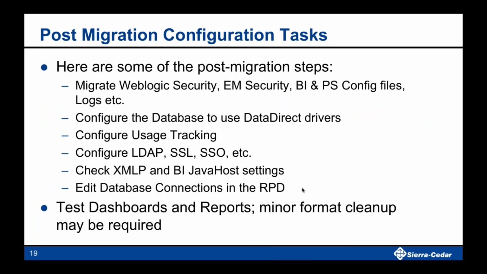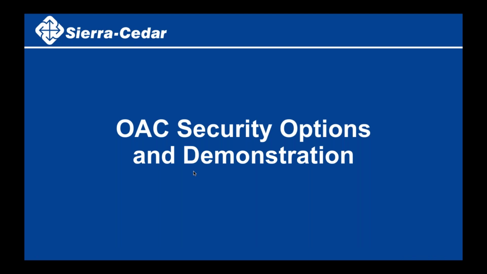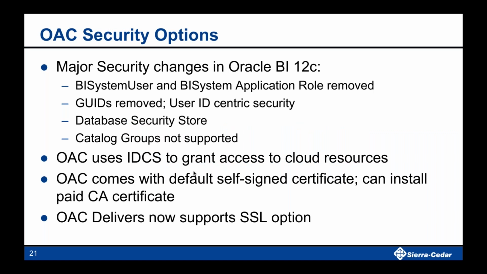And if you are using BI Publisher, you need to check the Java host settings, similar to what we have in the BI and presentation server config files. We have to check the BI Publisher configuration files as well. And lastly, we need to edit the database connections in the RPD, which is pretty common with any upgrade or migration. The last point is to test dashboards and reports. Minor format cleanup may be required, since with every upgrade we may lose a little formatting or colors, so we may have to redo that. The next slide talks about the OAC security options and demonstration.